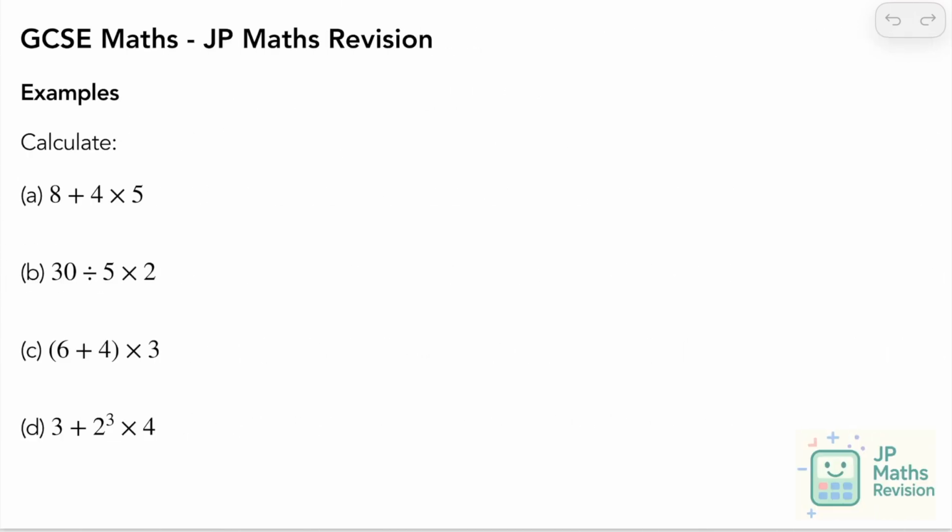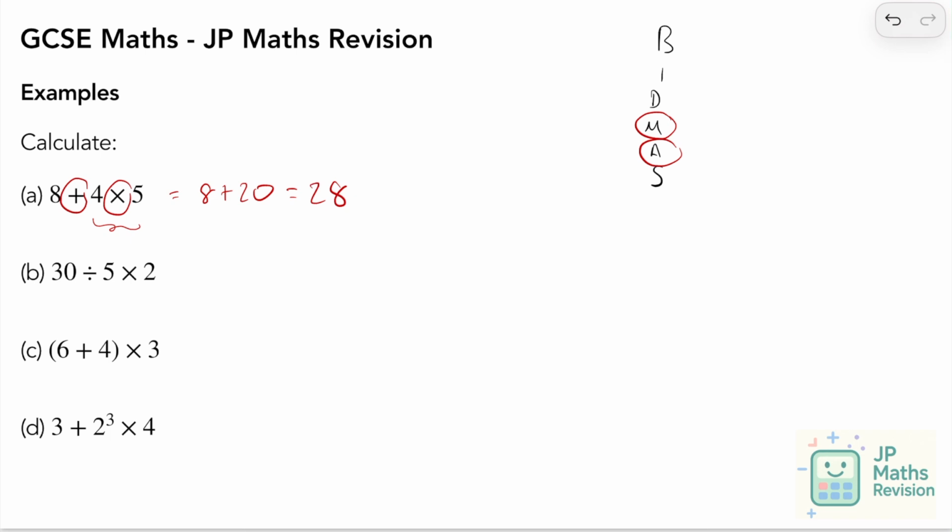So here are some examples. We have 8 plus 4 times 5. If we write out our BIDMAS, we have a plus here and a times here, so we have addition and multiplication. We're going to do the multiplying first because that appears first in BIDMAS. So I'm going to do 4 times 5, that's 20. So really we have 8 plus 20, and that's going to be 28.